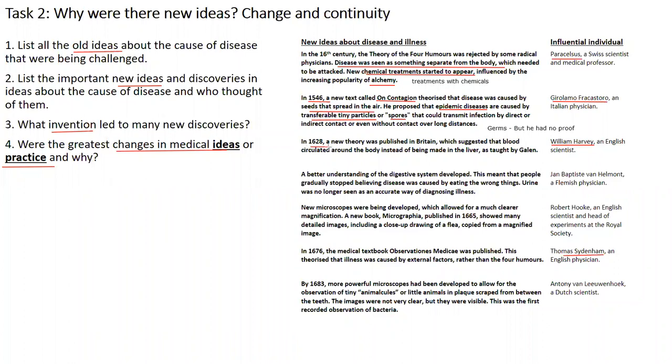In 1628, a new theory was published in Britain which suggests that blood circulated around the body instead of being made in the liver, as taught by Galen. That's William Harvey, but you'll have a separate lesson on him.